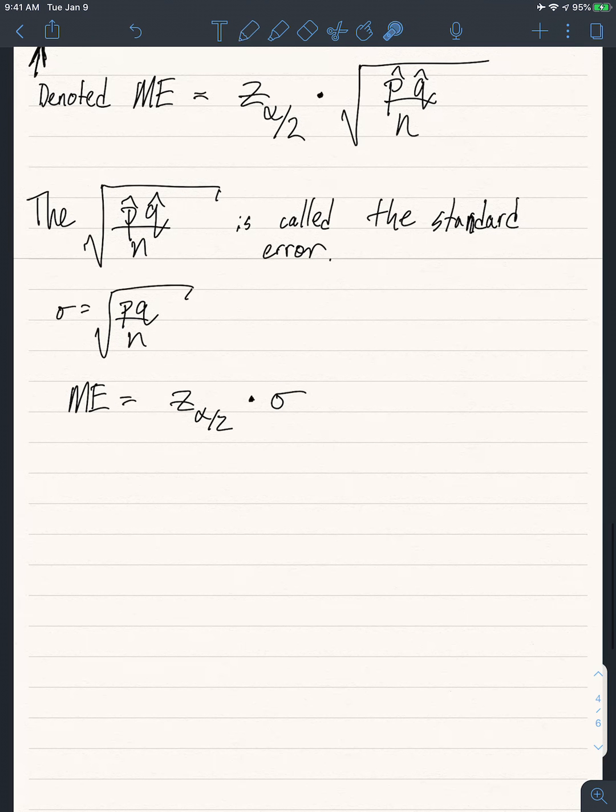Now what about this other funky thing? So this Z sub alpha over 2, the Z, I say sub meaning subscript, alpha over 2, is called the critical value.